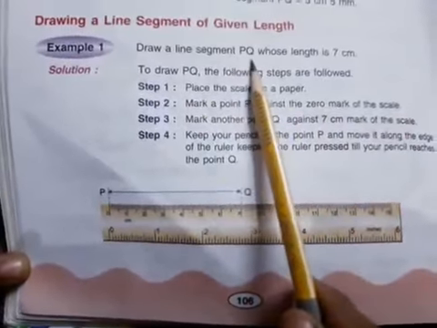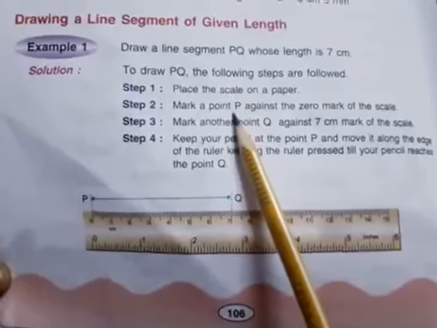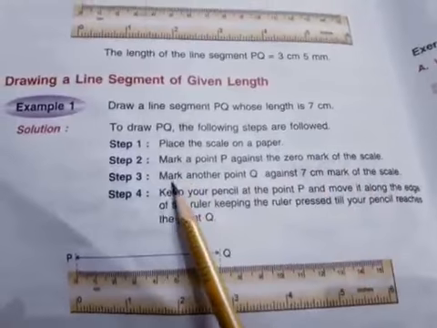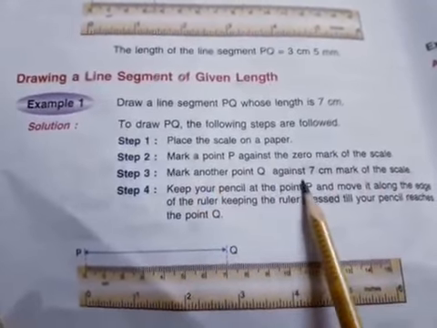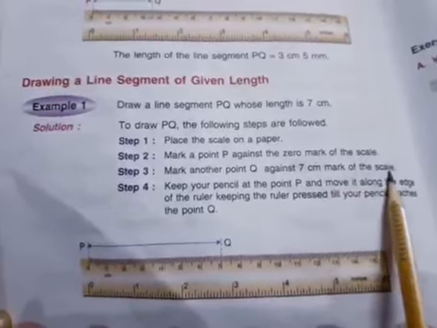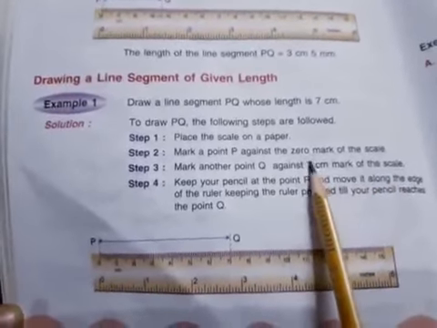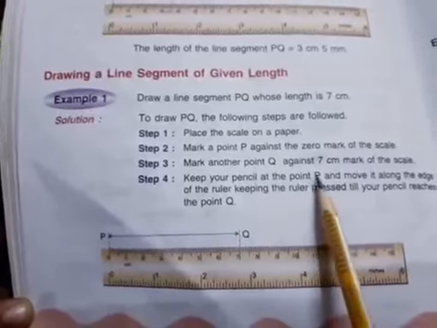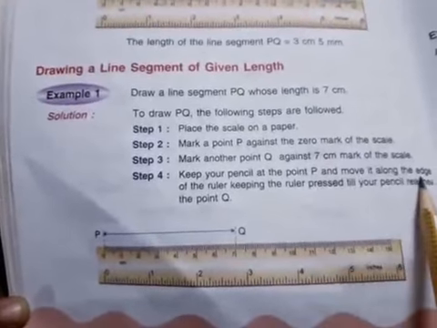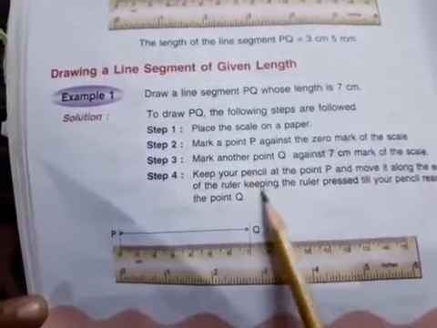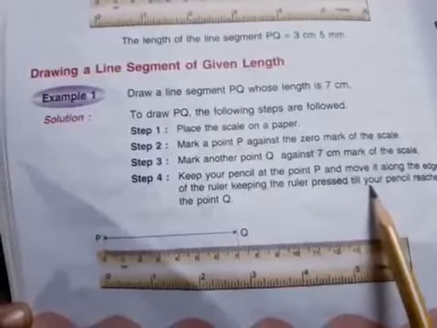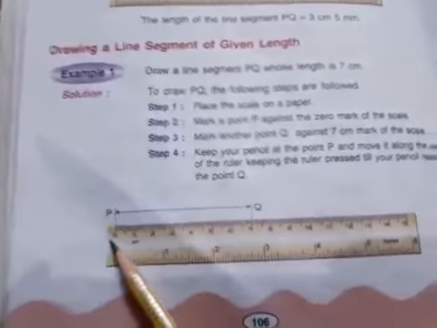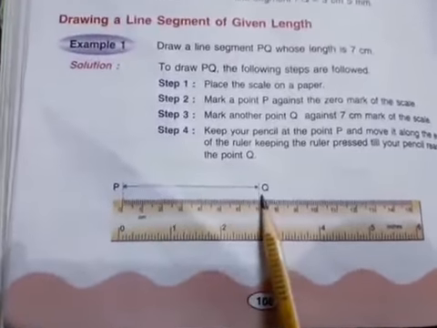P and Q we have to mention. So first the 0 begins with P, and then mark another point Q against the 7 centimeter mark of the scale. Write Q near 7 centimeter. Then step 4, keep your pencil at the point P and move it along the edge of the ruler, keeping the ruler pressed till your pencil reaches the point Q. Here you can see P and Q.